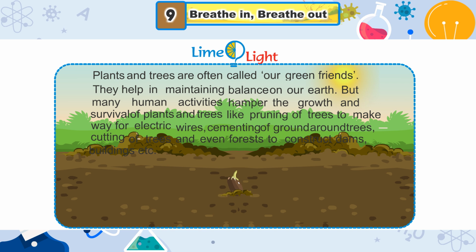Limelight. Plants and trees are often called our green friends. They help in maintaining balance on our earth. But many human activities hamper the growth and survival of plants and trees, like pruning of trees to make way for electric wires, cementing of ground around trees, cutting of trees and even forests to construct dams, buildings, etc.